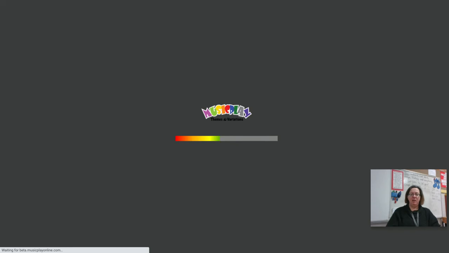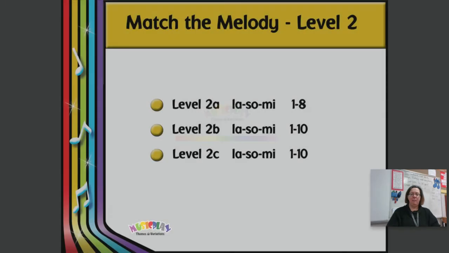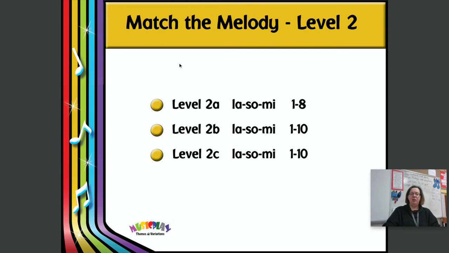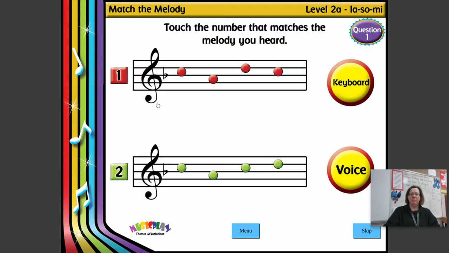and wait for it to load. It loads pretty quickly. And today you're going to do level 2A. You can see it says la, so, and me, just like I told you you'd be doing. So you're going to click on level 2A, and this is the game to help you. Now, you look at both staffs. Each time one will be red and one will be green. That doesn't mean one's right and one's wrong. It's just how they did it.